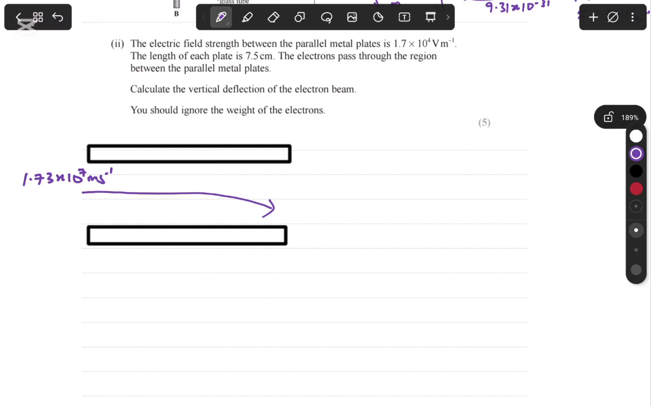So part II is a 5-mark question. It says the electric field strength between the parallel metal plates is 1.7 times 10 to the power of 4 volts per meter. The length of each plate is 7.5 centimeter. The electrons pass through the region between the parallel metal plates. Calculate the vertical deflection of the electron beam. Basically, they just want you to calculate the vertical displacement. That's basically what they're telling you to find.